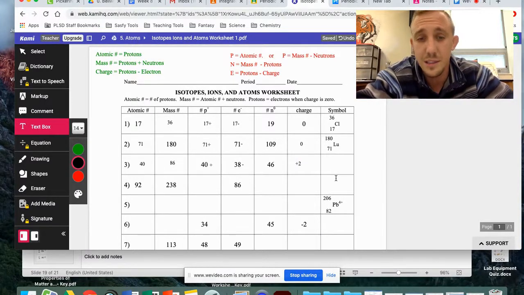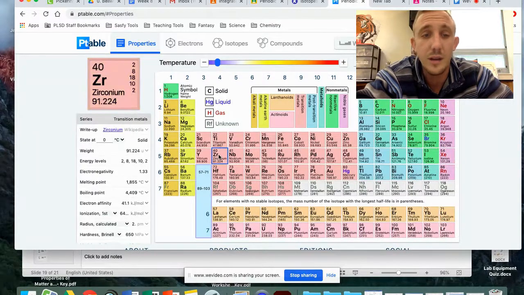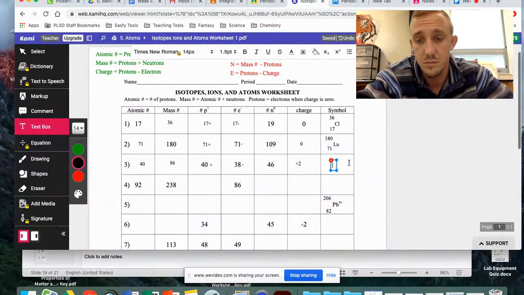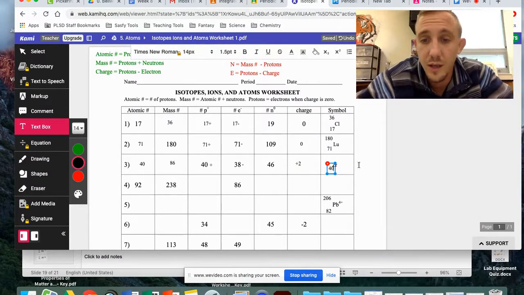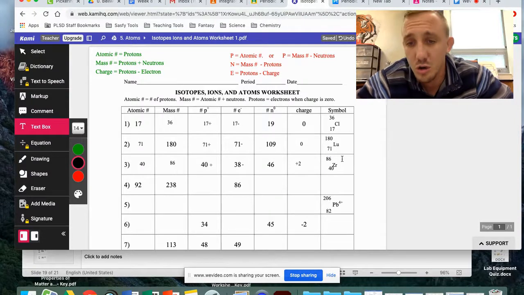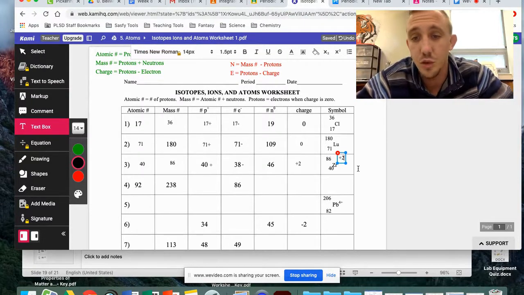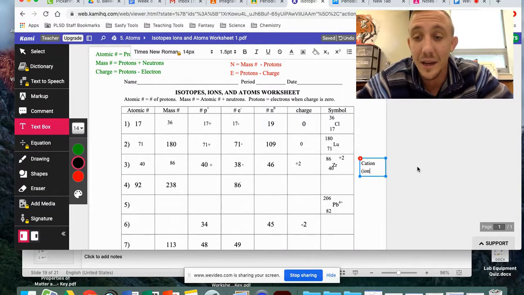So how I would write this is going to be whatever element has atomic number of 40. So I'm going to go ahead and find that on the periodic table. It's zirconium. So I'm going to write Zr. The atomic number goes in the bottom left, which is 40. In the top left is my mass number, which is 86. And then in the top right is going to be my charge, which is positive 2. And this would be an example of what we call a cation. It is an ion, okay? And it's a positive ion.